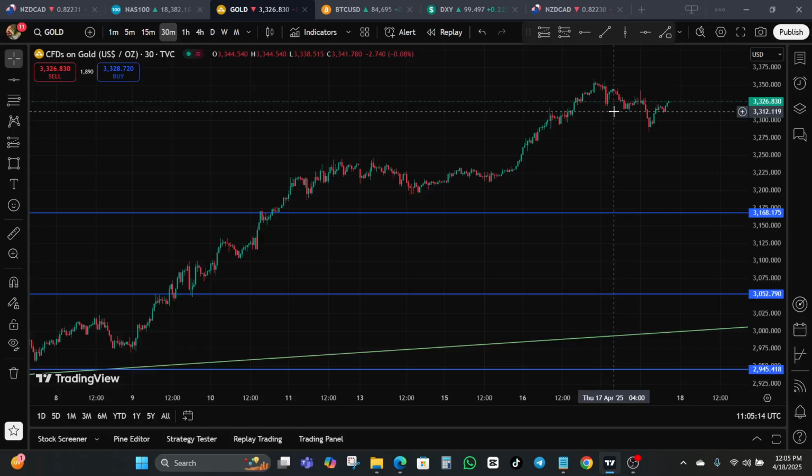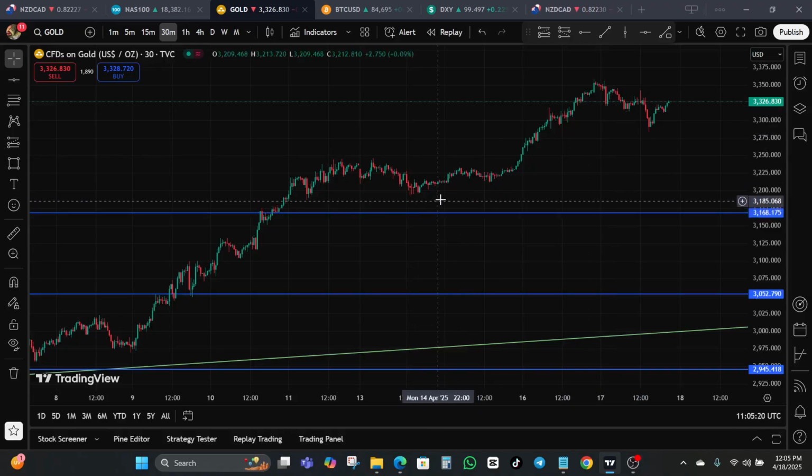Now the magic happens. We don't jump in blindly. We wait for price action confirmation. That could be a bullish or bearish engulfing candle. It could be a pin bar or rejection wick of a level, maybe a break and retest of a previous zone.